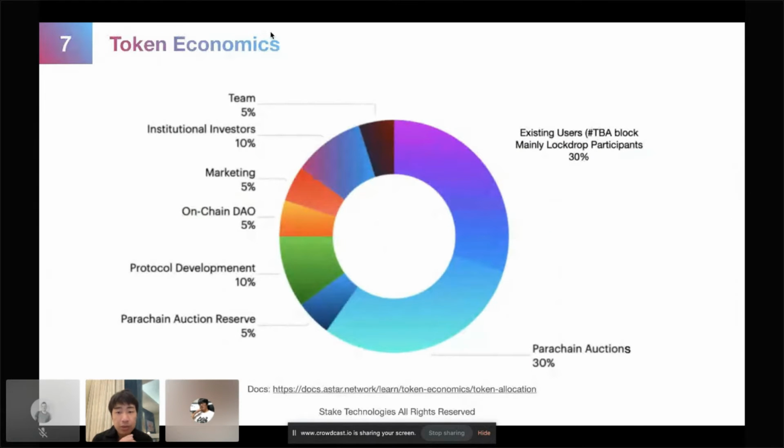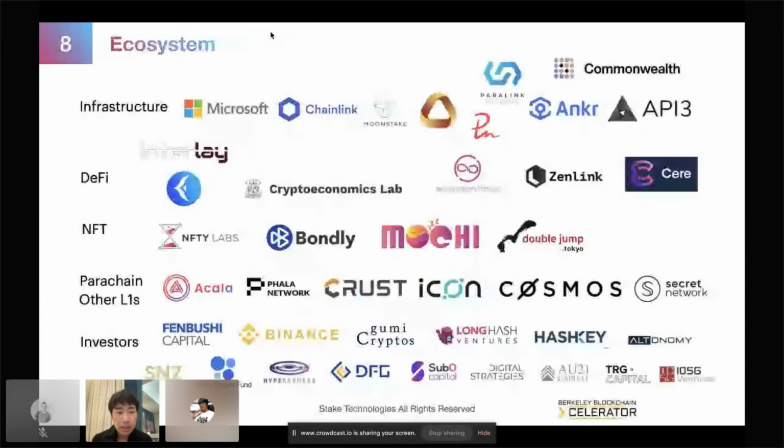This is our token economics. We have 65% at the beginning, but our mission is to make a decentralized autonomous organization, and we're going to decrease our portion in 2 or 3 years, until we make on-chain DAO. Our ecosystem is getting bigger and bigger. We are working with more than 40 projects right now.